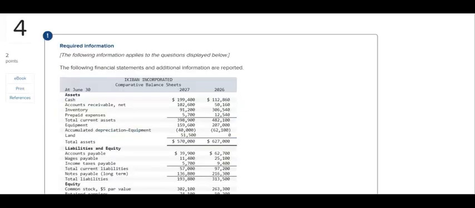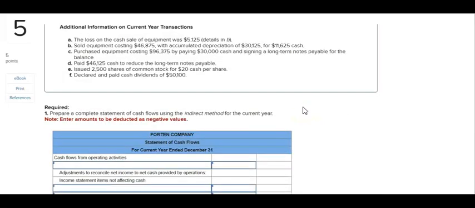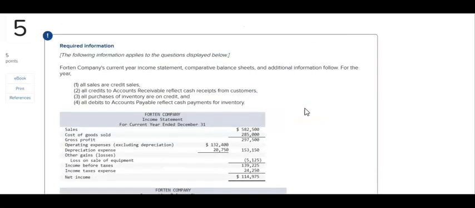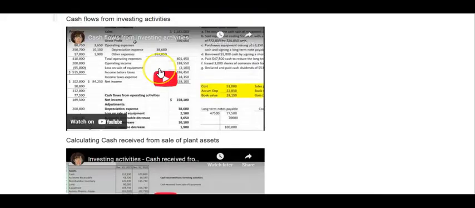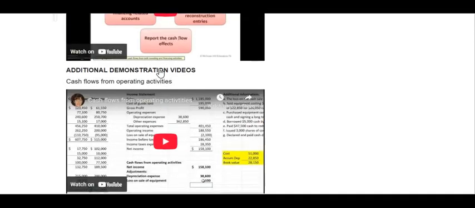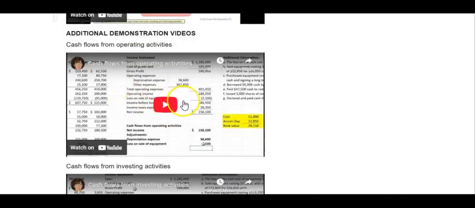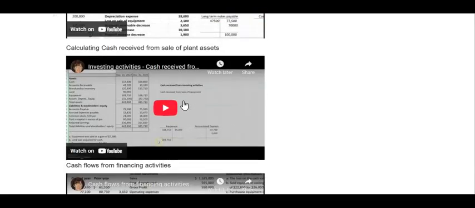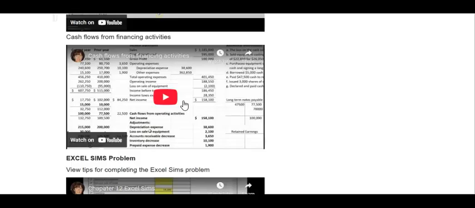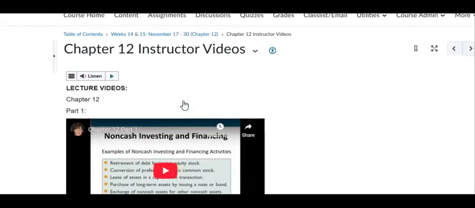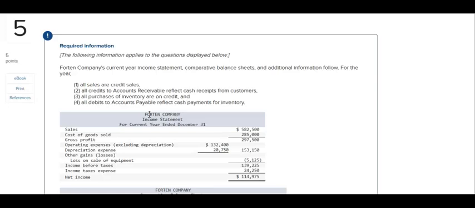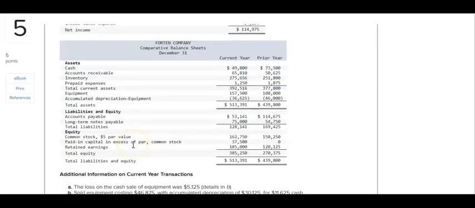Next one. Okay, so then the last two, 4 and 5, you're going to do a whole statement of cash flows. Okay, so I do recommend that you go on to D2L and look at my demonstration videos, the cash flows from operating activities, cash flows from investing, cash received from sales. Oh, I've got a separate video on that. Cash flows from financing activities. So if you view these videos, it'll take you through all the steps of doing the statement of cash flows. And so that's what I recommend you do in order to do these problems, right?